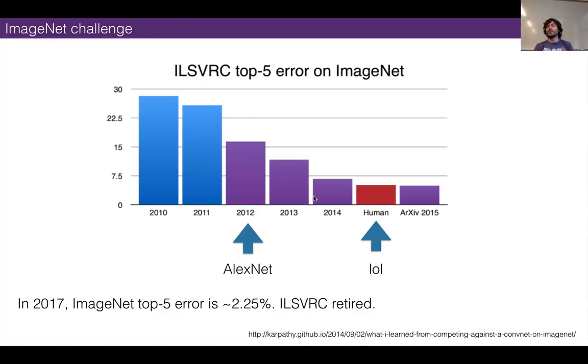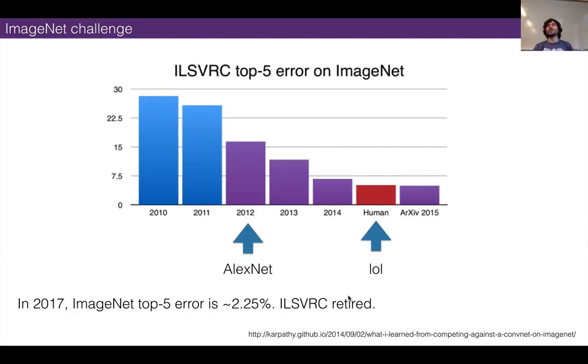Because then in 2013, all of the submitted systems were deep learning systems. And it went down from a top five error of 16% to something like 12%. In 2014, down to 6%. I mean, this is huge, making huge progress. Now, in 2017, it stands at 2.25%, right? So in the period of 7 years, we went from a top five error of something like 27 or 28% to 2.25%. And this is kind of a joke, this whole human thing.